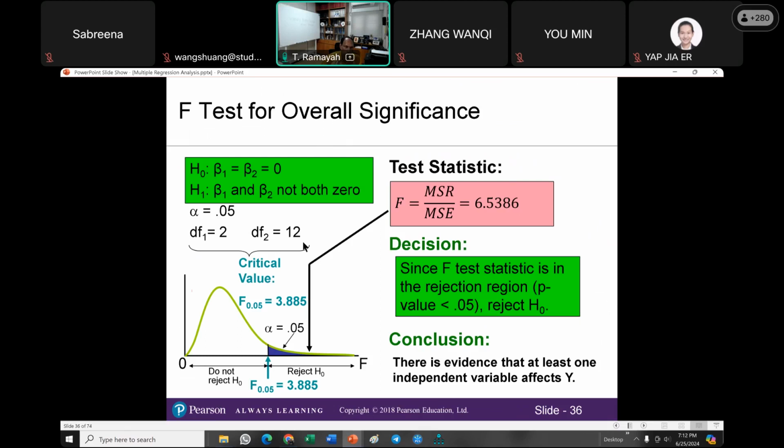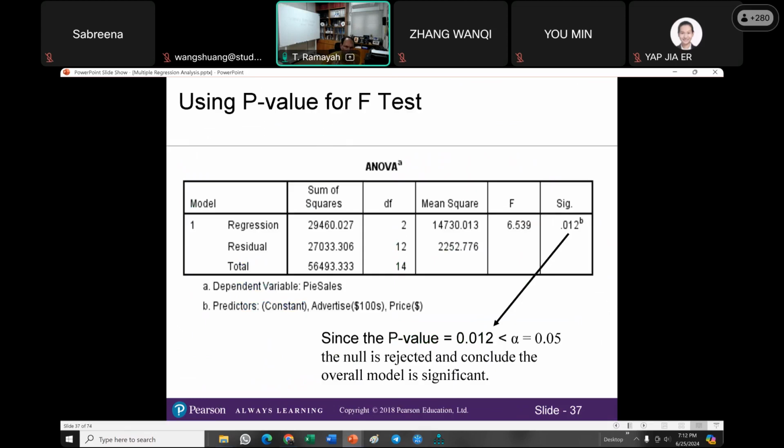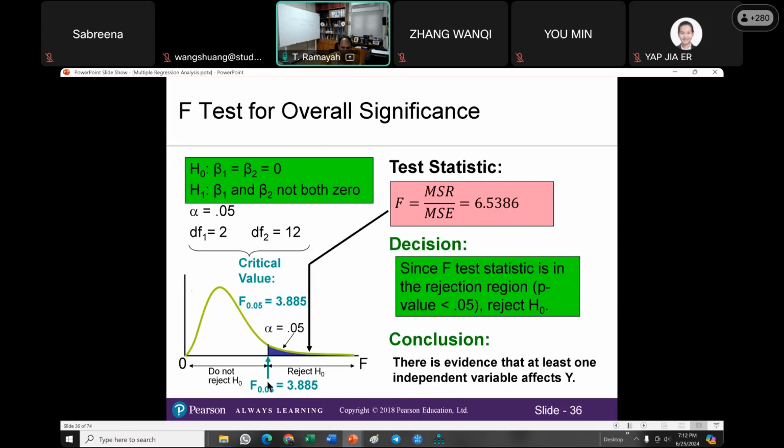So what you need to do is look at your F table. Degrees of freedom for the numerator is 2. Degrees of freedom for the denominator is 12. You will get a critical value for 5% as 3.885. Do I have the table here? I don't have it. Later I can show you. 3.885, at 5%.